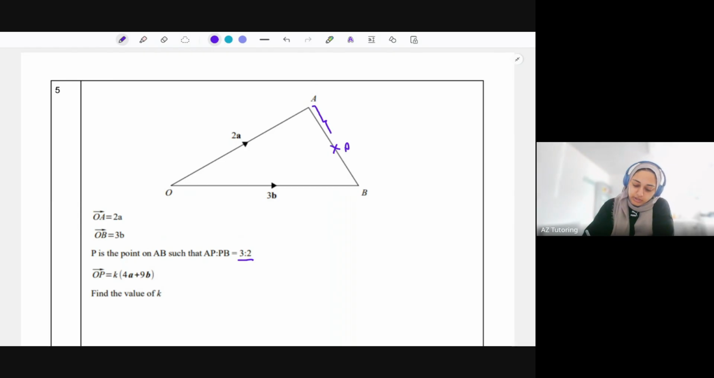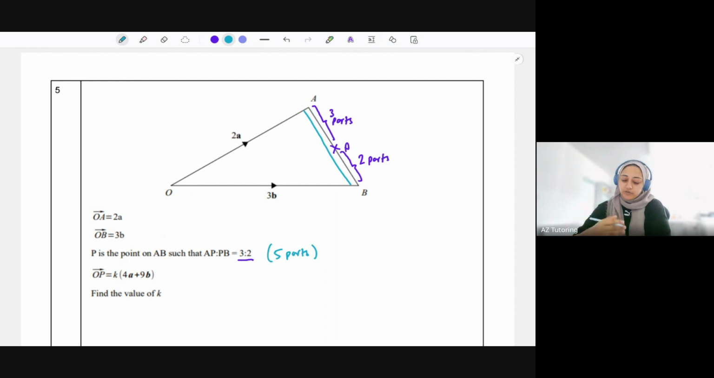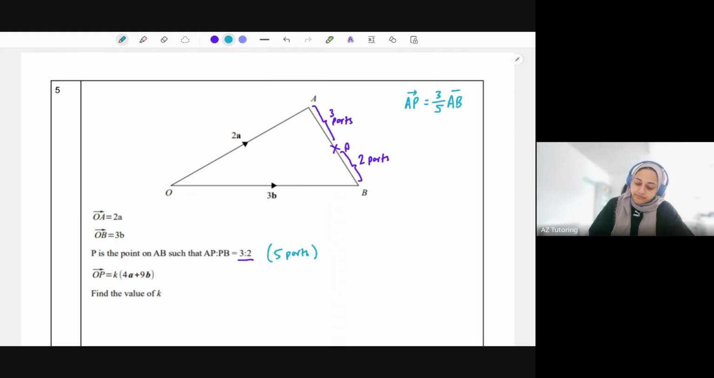that A to P, so this part here, that's 3 parts, and P to B is 2 parts. So this part here is 2 parts. So therefore, we can say all the parts all together, in total, we've got 5 parts of all of AB. So then we can express this ratio as a fraction. So we could say that A to P, since it's 3 parts out of the total of 5 parts, we can say it's 3/5 of all of AB. Likewise with PB, since that's 2 parts out of the whole 5 parts of AB, we could say it's 2 out of 5 of AB.